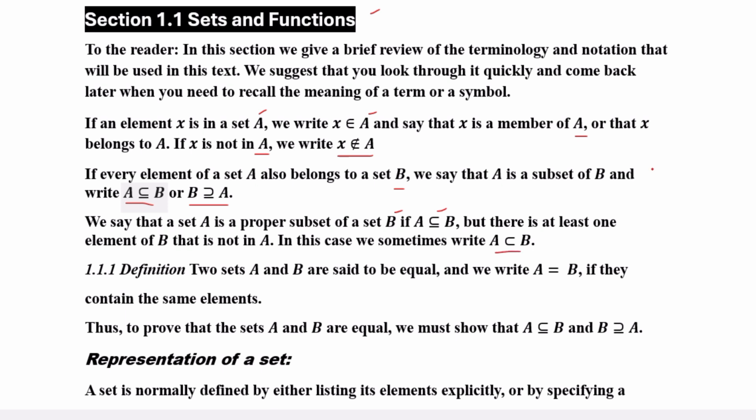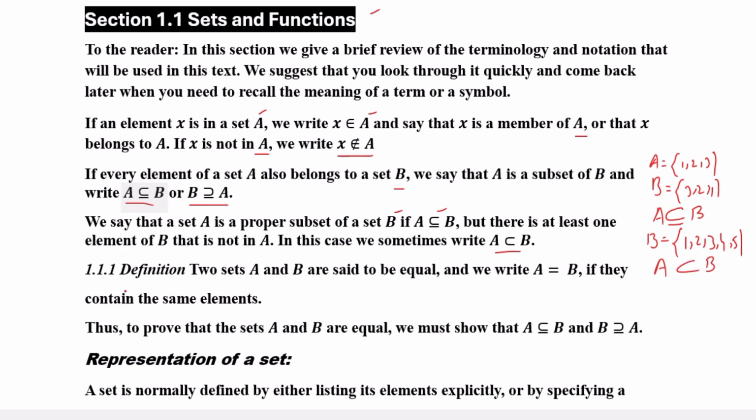In the first case, suppose our A is only 1, 2, 3, and our B is also 3, 2, 1. Then in this case, you can say A is a subset of B, because every element of A is an element of B. But if your B contains at least one element other than those of A, like 1, 2, 3, 4, 5, now in this case your A is a proper subset of B.